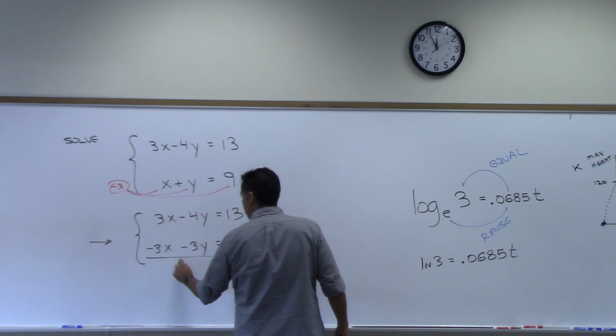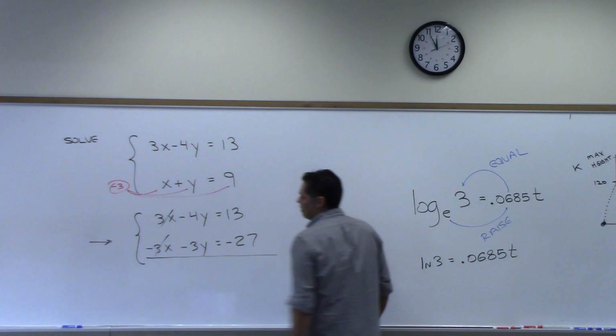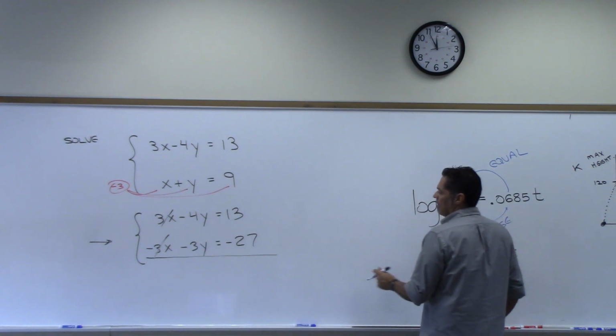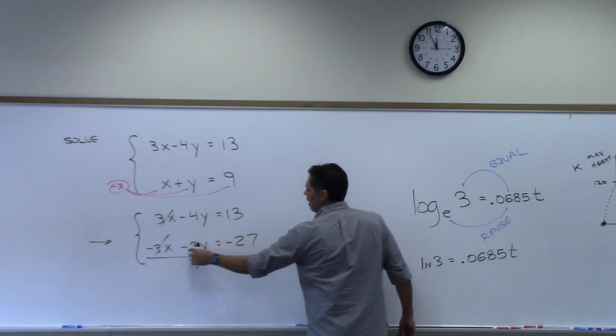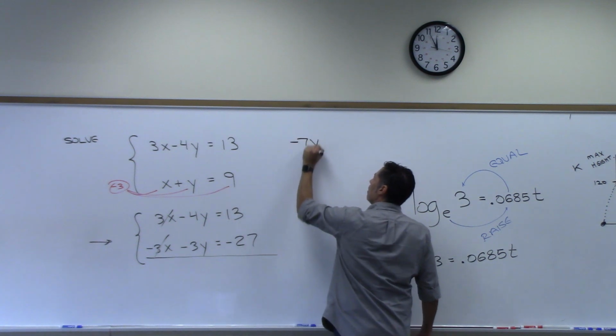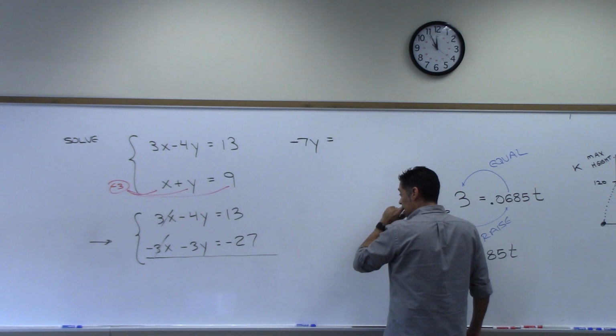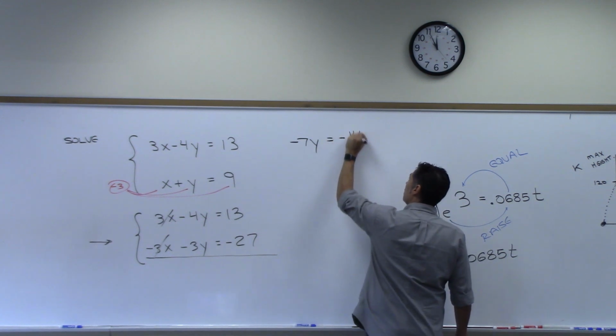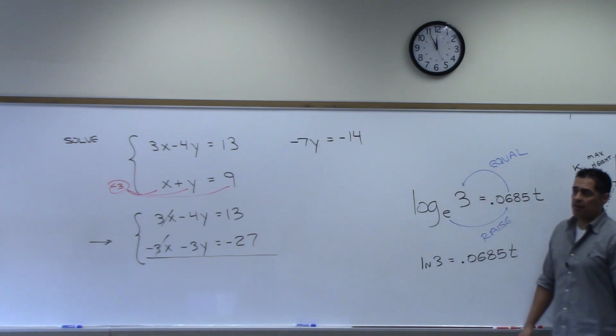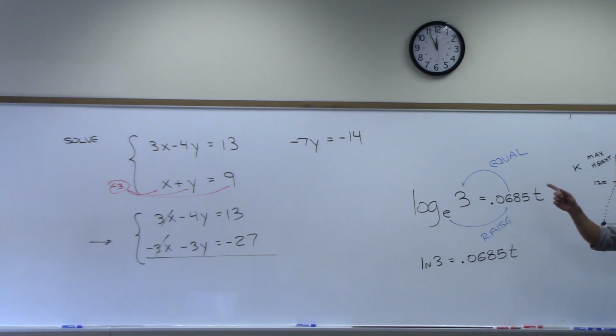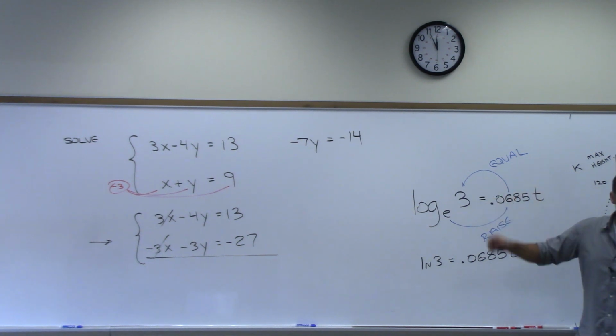You get, okay, so these add up, they go away, right? What about our y's? What do our y's add up to be? Negative 7y. And then equals, these two add up to be negative 14? Yeah. Okay, negative 14. And now you can solve for y, can't you? Just divide both sides by negative 7.